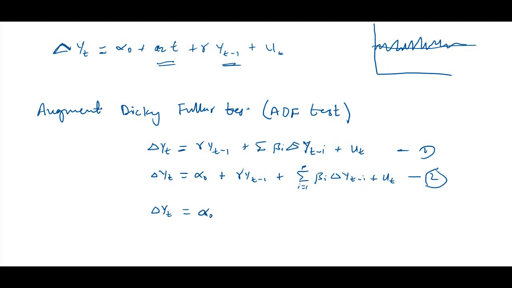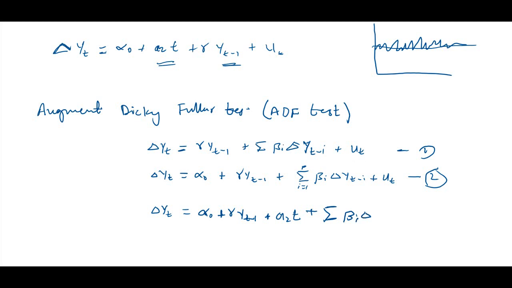delta yt equals alpha naught plus gamma yt minus 1 and plus alpha 2 t. This is the time factor that we have added to the equation, and again the rest of the equation is very much identical to the one that we have written in the above two cases.